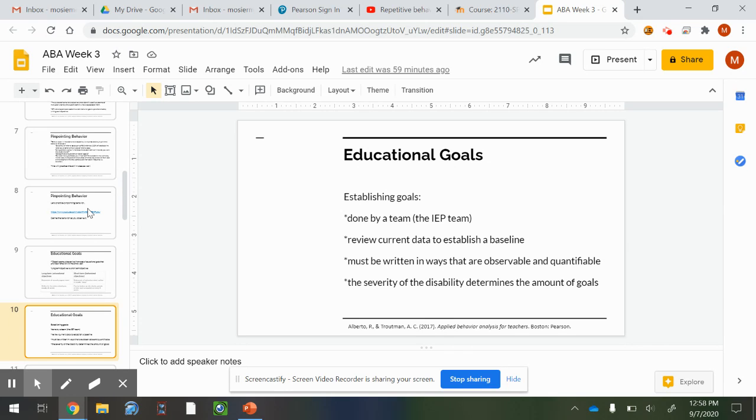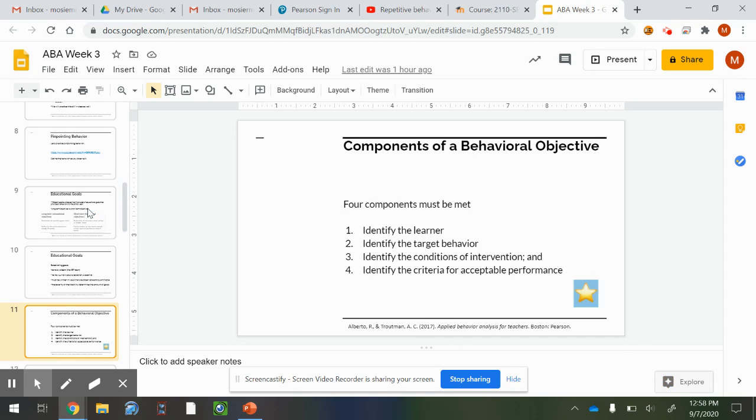Obviously, for students with more severe disabilities, you may need to add several goals such as cognitive goals, communication goals, motor, gross and or fine, social, self-help skills, vocational, maladaptive behavior. Where a student with mild behavior, you may not see all of those goals on an IEP.